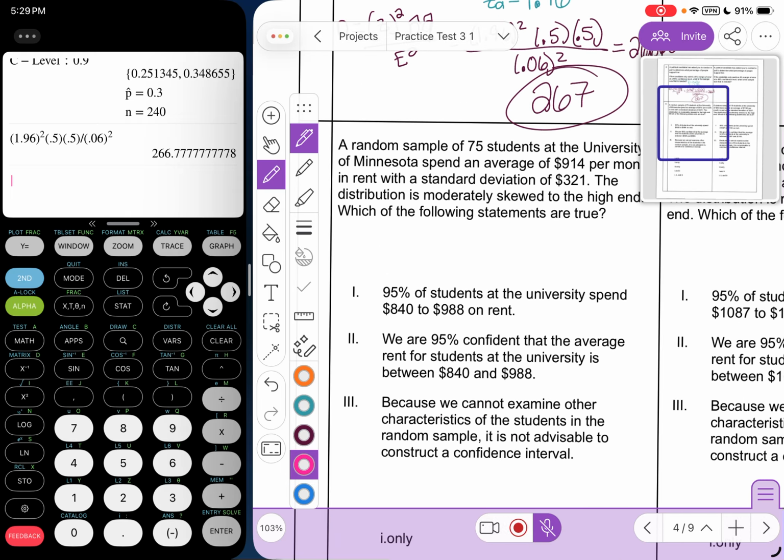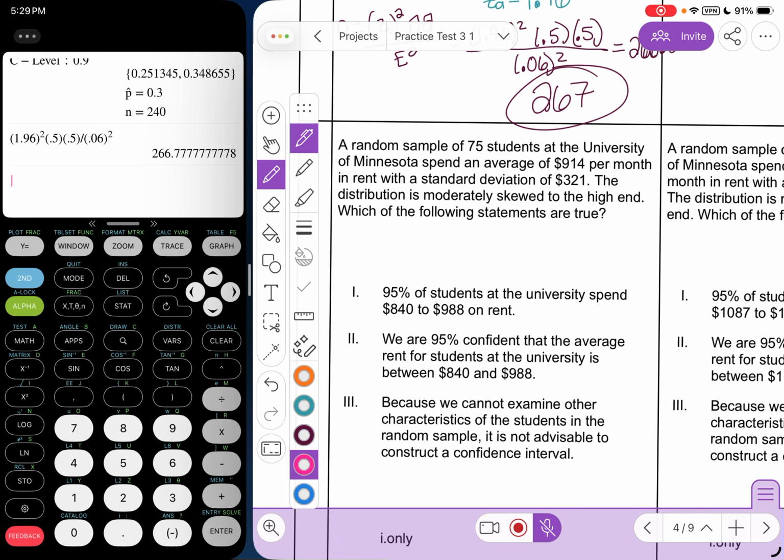All right. A random sample of 75 students at the University of Minnesota spend an average of $900.14 per month in rent, with a standard deviation of $321. The distribution is moderately skewed to the high end. Which of the following statements are true?